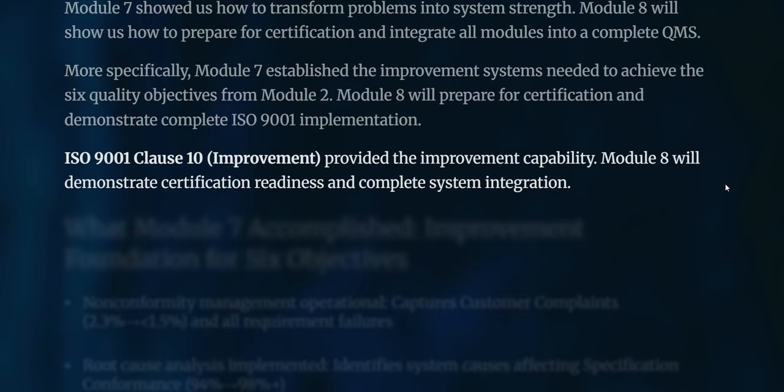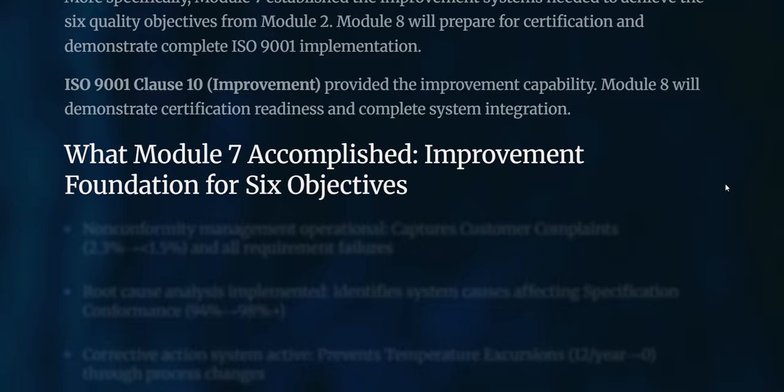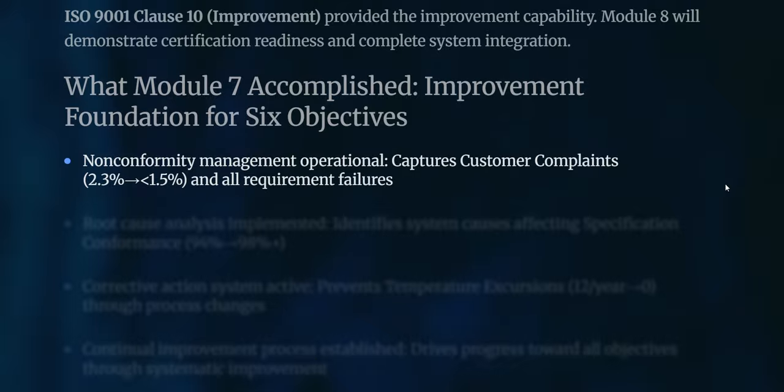ISO 9001 Clause 10 improvement provided the improvement capability. Module 8 will demonstrate certification readiness and complete system integration. What Module 7 accomplished so far? Improvement foundation for six objectives. First, nonconformity management is operational now, capturing customer complaints with our target of reduction and all requirement failures.